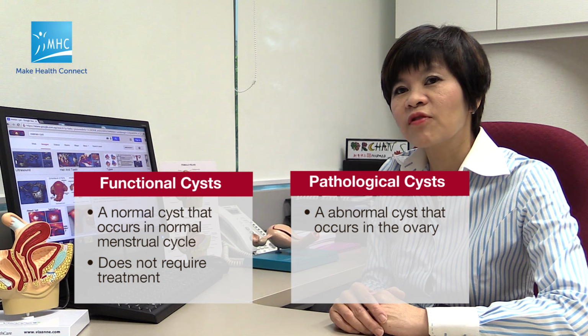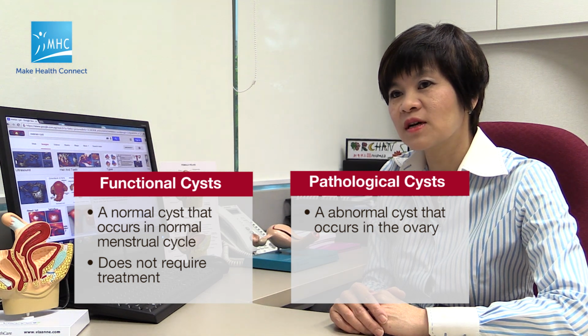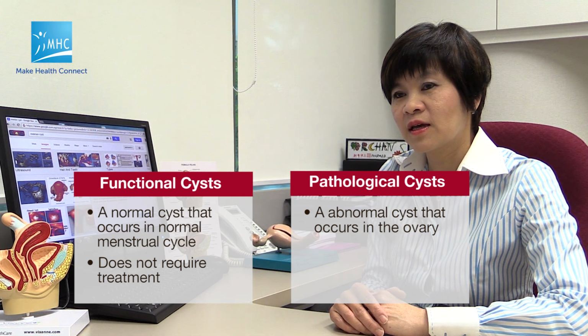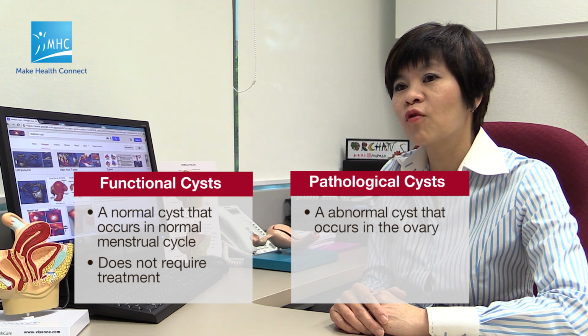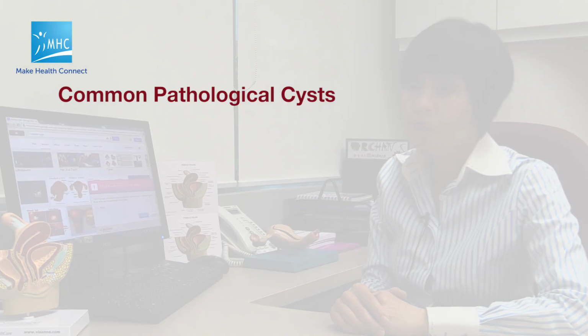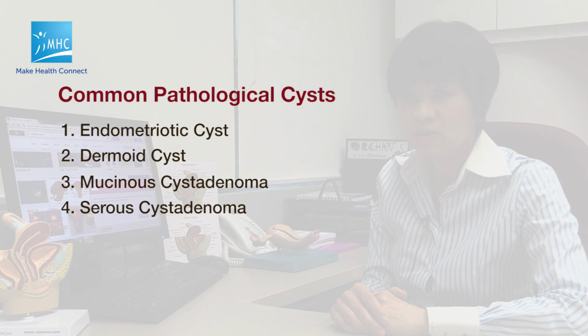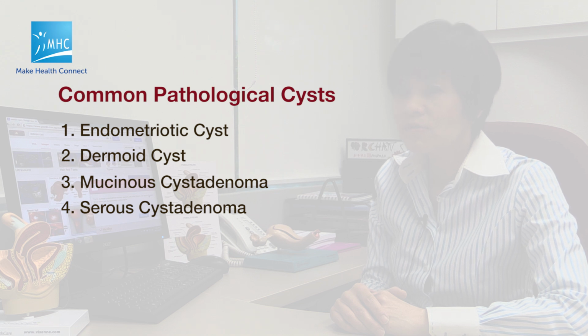A pathological cyst, on the other hand, is an abnormal cyst that occurs in the ovary. It can develop from the different tissues in the ovary, and therefore, being abnormal, they have to be treated. What are the commonest pathological cysts that we see in a woman? The commonest ones that we see are endometriotic cyst, dermoid cyst, mucinous cyst adenoma, and serous cyst adenoma.